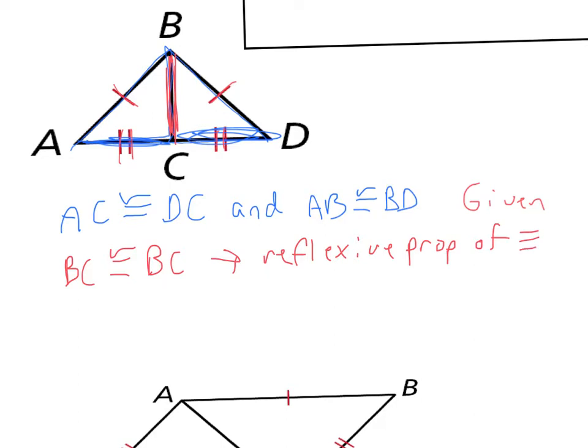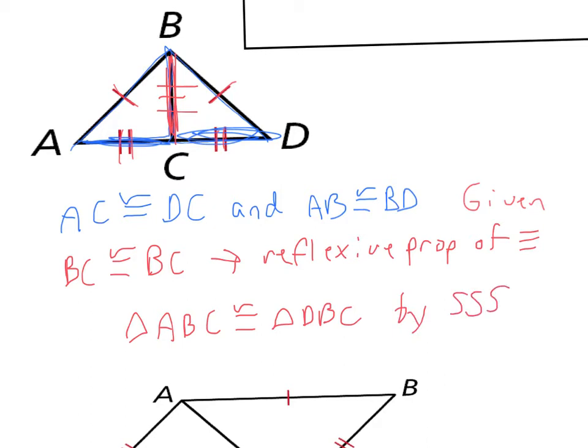Okay? So since you have three sets of congruent sides, we know that triangle ABC is going to be congruent to triangle DBC by SSS. Okay, we have three sets of congruent sides, so we know that those two triangles are in fact congruent.